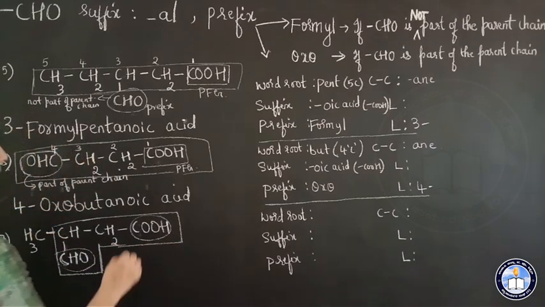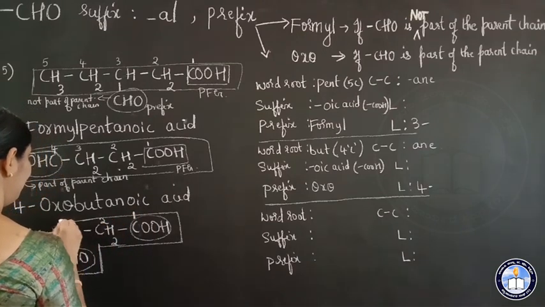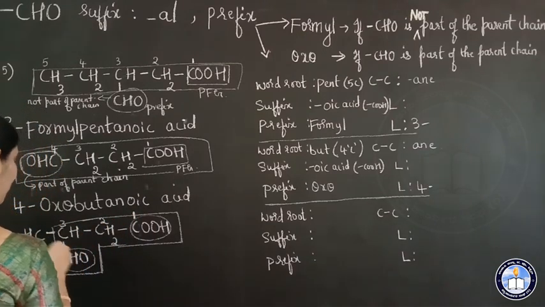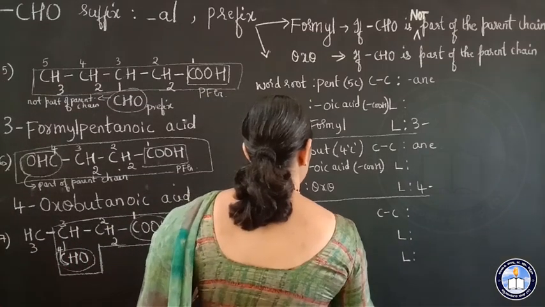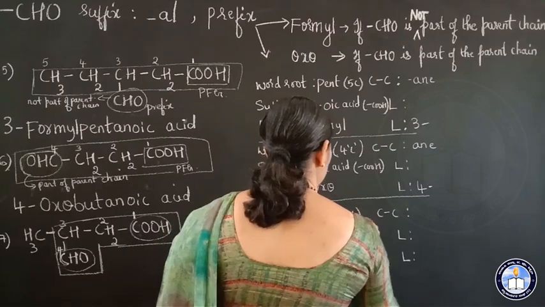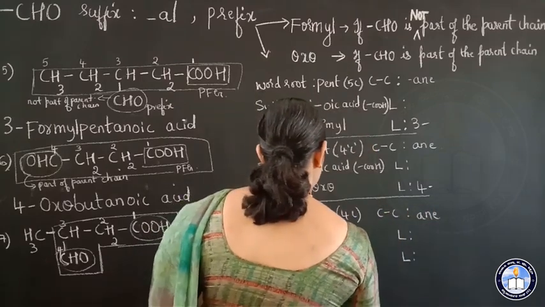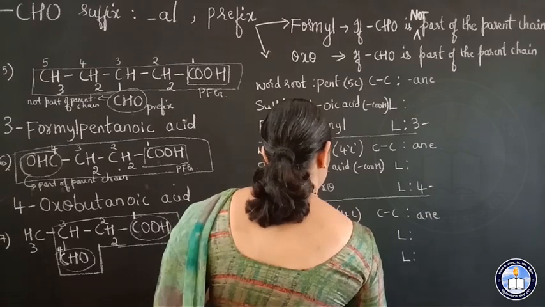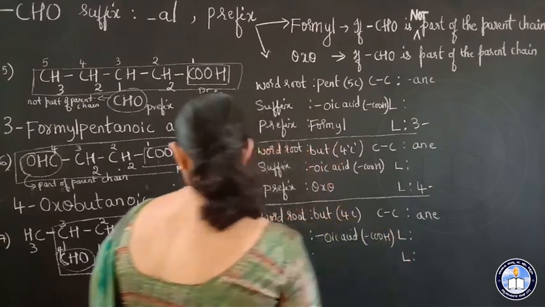So now number this parent chain. 1 to this carbon atom, 2 to this carbon atom, 3 and 4. So 4 carbon atoms, word root is but, carbon-carbon single bond, ANE, suffix same way, it is oic acid. COOH group is the principal functional group, that's why oic acid.